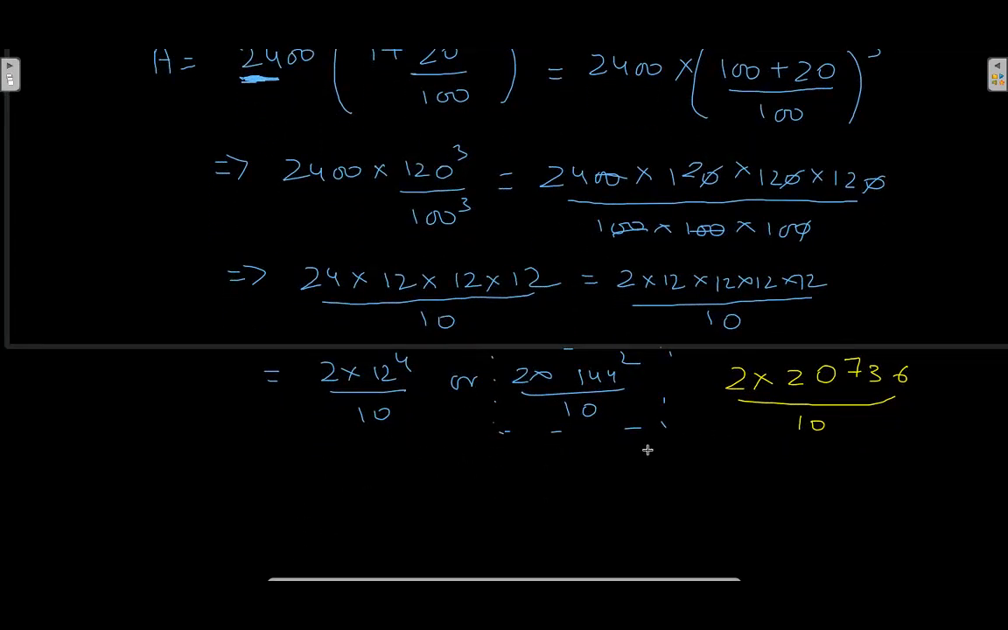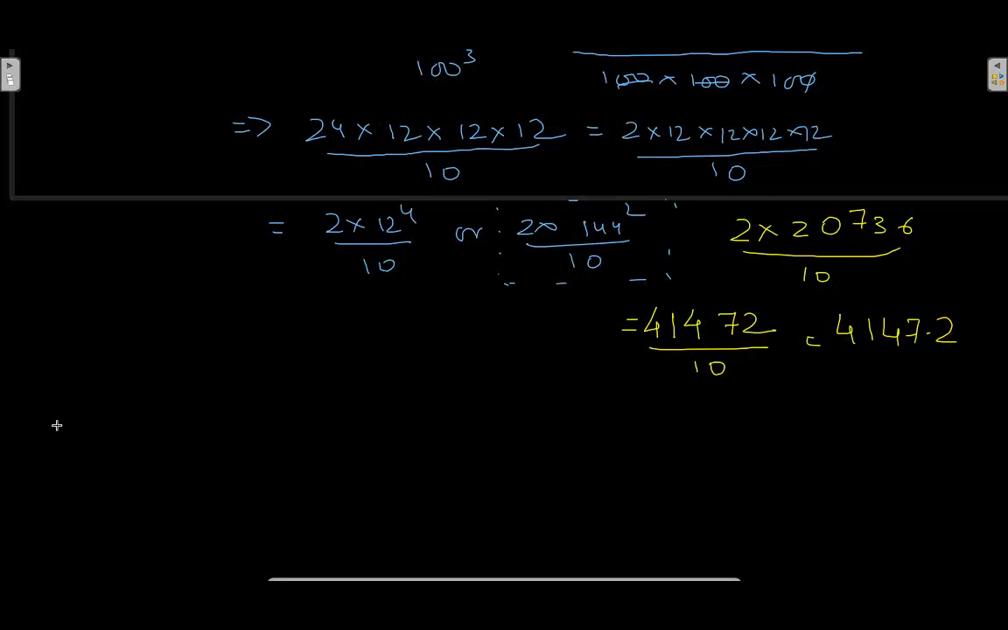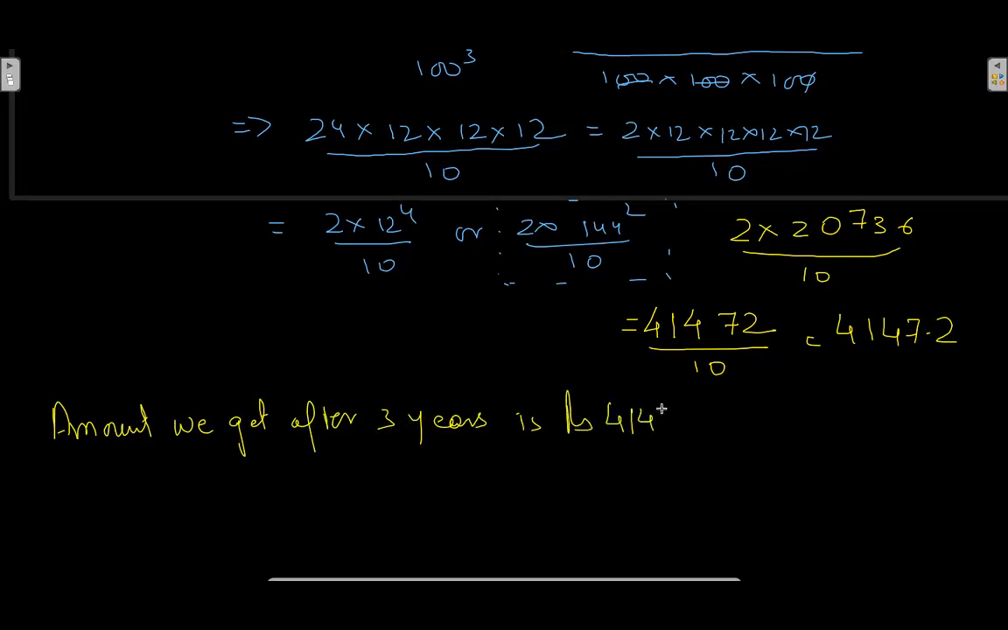And this becomes equal to 2 into 20736, which is 41472, and this divided by 10 is equal to 4147.2. So the amount we get after 3 years is rupees 4147.2.